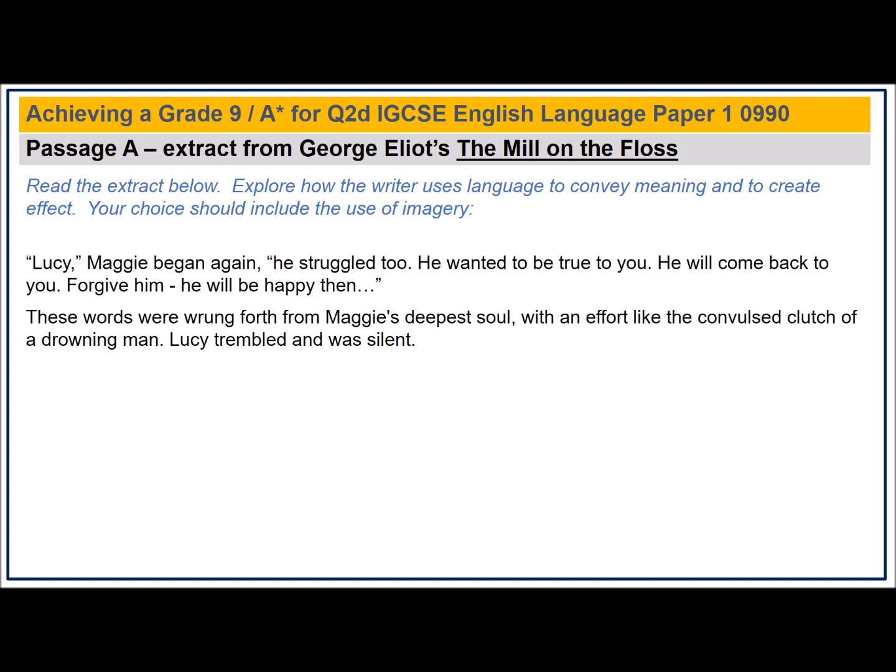George Eliot writes, "Lucy," Maggie began again. "He struggled too. He wanted to be true to you. He will come back to you. Forgive him. He will be happy then." These words were wrung forth from Maggie's deepest soul with an effort like the convulsed clutch of a drowning man. Lucy trembled and was silent.